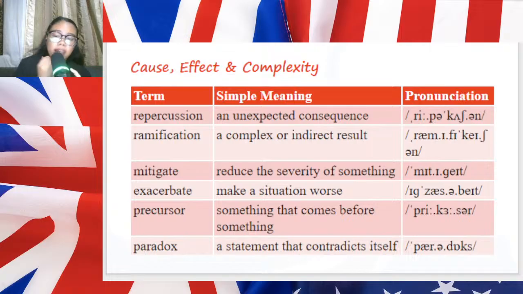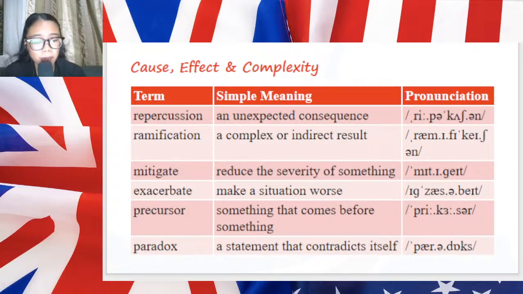For cause, effect, and complexity, the terms we've discussed are repercussions, ramifications, mitigate, exacerbate. I'm sorry for that. Again, the words are repercussions, ramifications, mitigate, exacerbate, precursor, and paradox.